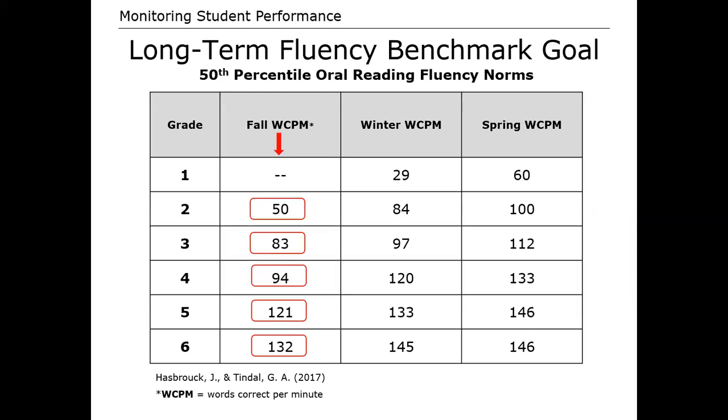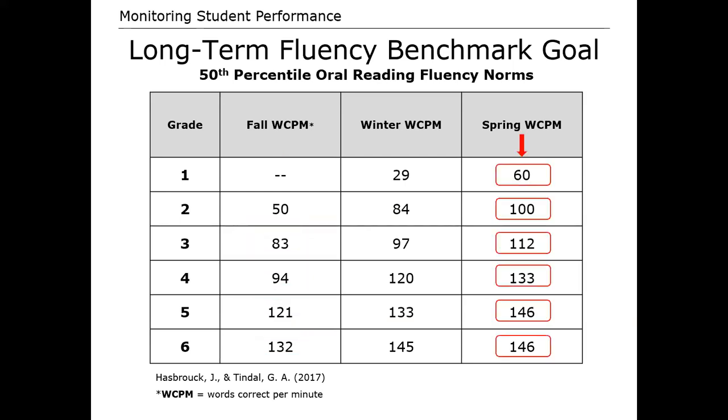So back in August or September, you probably did fall assessments, right? And based on how your students did on those fall assessments, that is what determined your intervention group. So here are fall 50th percentile norms for 1st through 6th grade. We don't want them where they needed to be in the fall.